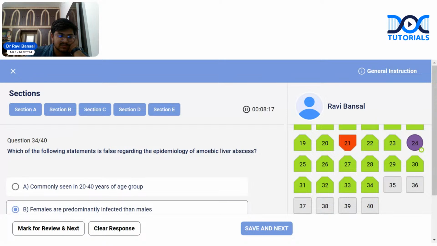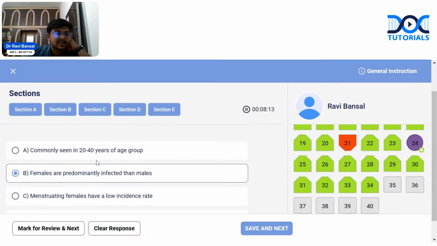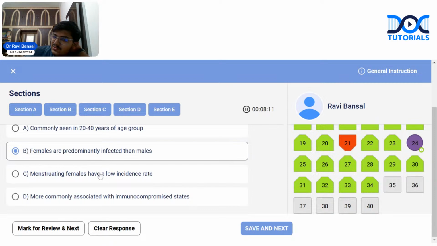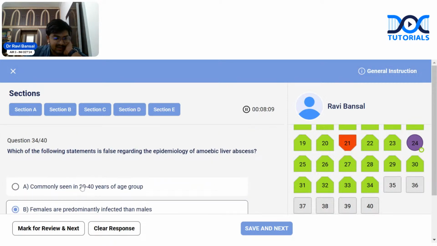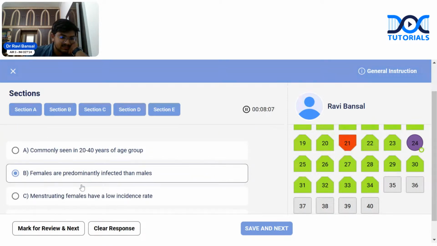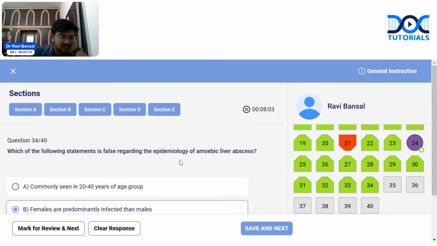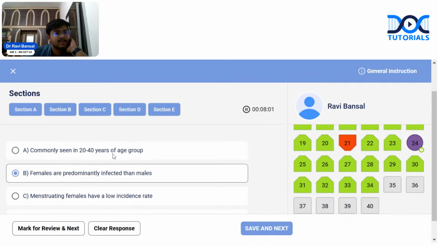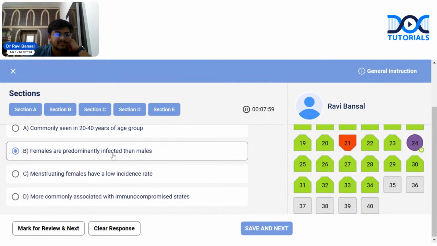Amoebic liver abscess. So yeah, this is sounding nice. C and D, I do not know anything about. A is kind of right. So I think I am going to mark this answer because males are more infected. So this is false, and they are asking for the false statement. Sometimes we just have to believe our instinct, what you have read, what you have seen.